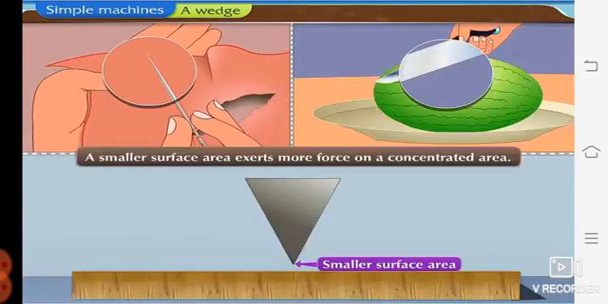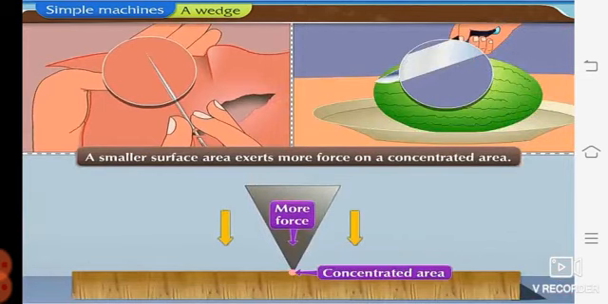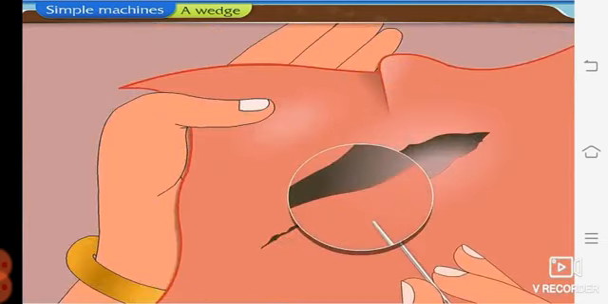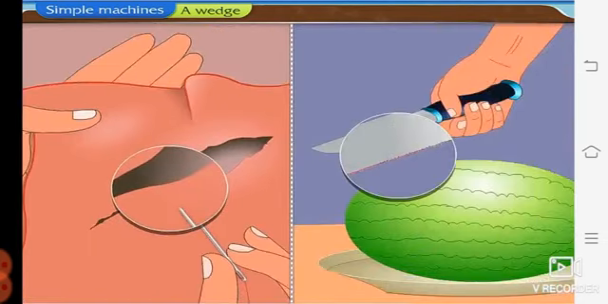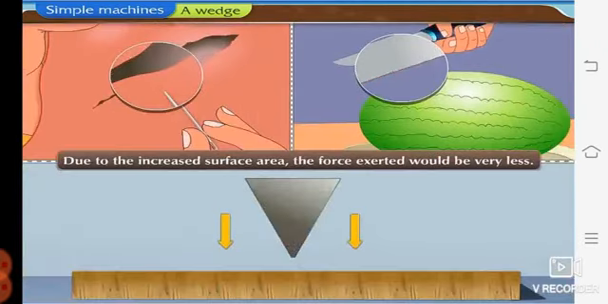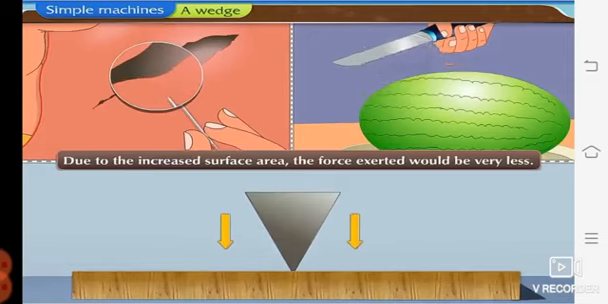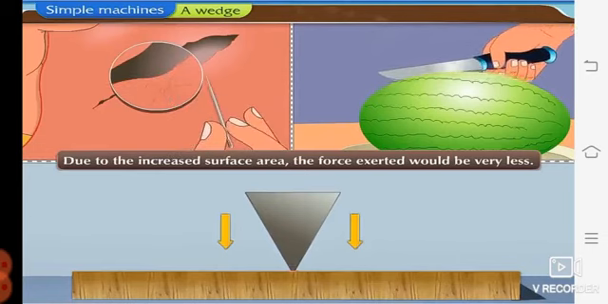A smaller surface area exerts more force on a concentrated area. The blunt needle and the blunt knife have more area. Due to the increased surface area, the force exerted would be very less, and thus it would be difficult to stitch the cloth and cut the fruit.